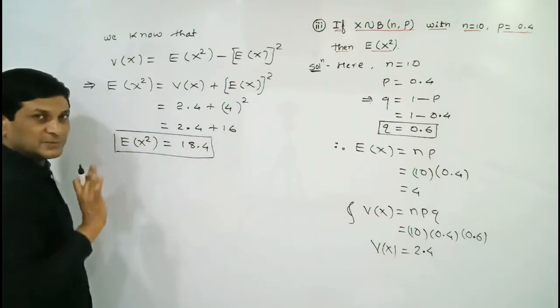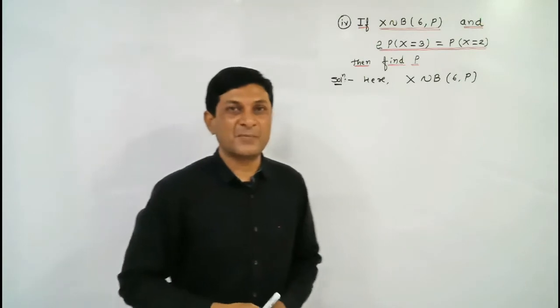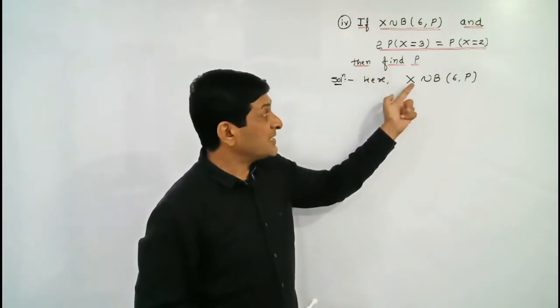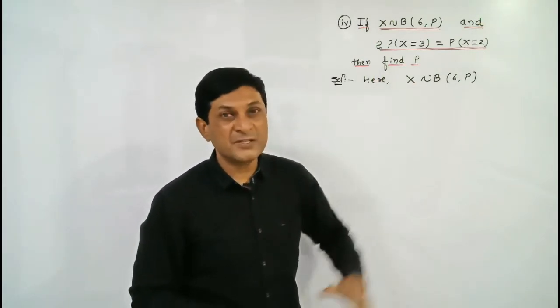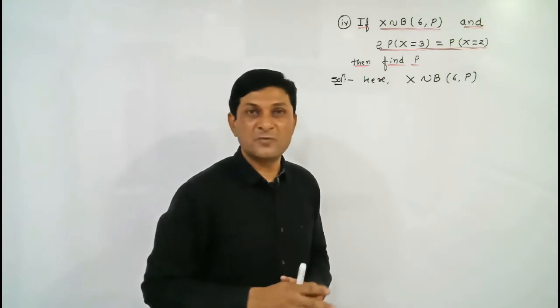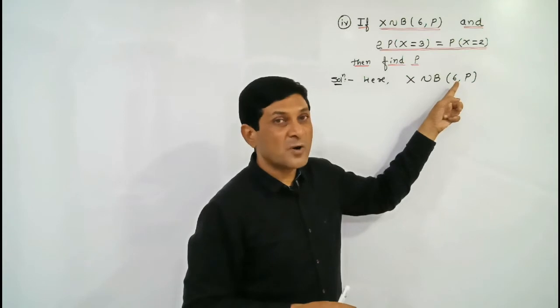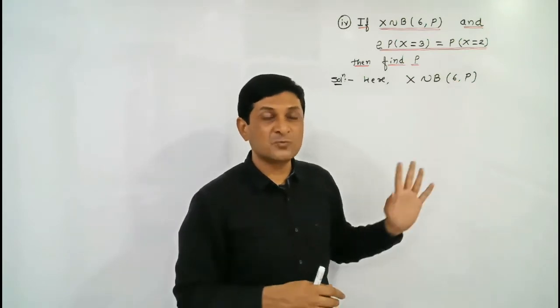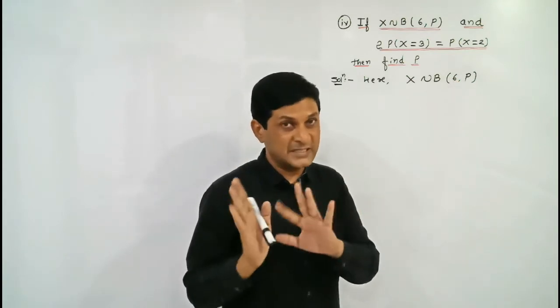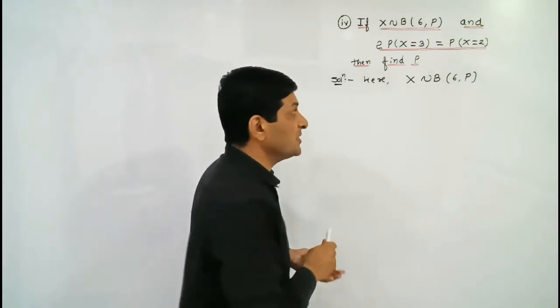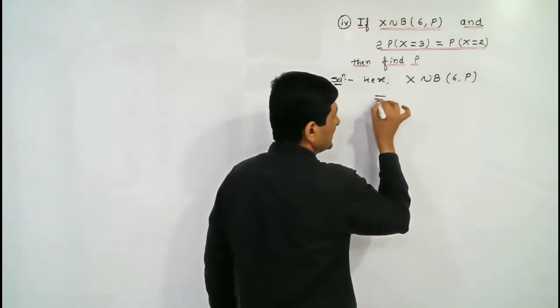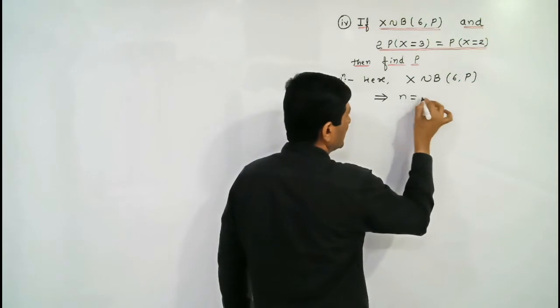Now see in the fourth example, what is the condition? That X is a random variable and binomial distribution with parameters 6, p. Means this is nothing but the value of n, because parameters we are writing in an ordered pair (n, p). Means here it is given to us that n is equal to 6. So this implies that n will be equal to 6.